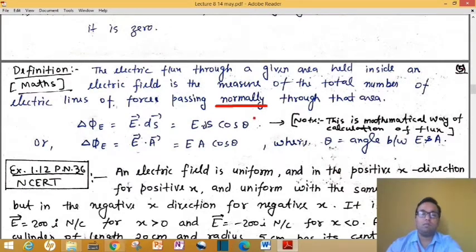But in mathematics, how will we count it? So this is your formula. See the second one: electric flux equals E dot A, or E dot ds.